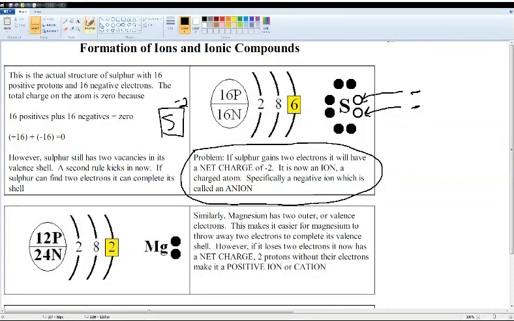So magnesium will remove those. So he's going to go like this. And if he gets a chance, he will empty his shell and send these electrons elsewhere. That's taking away a negative. Okay? Removing a negative is the same as becoming positive. Let me show you if you aren't certain.